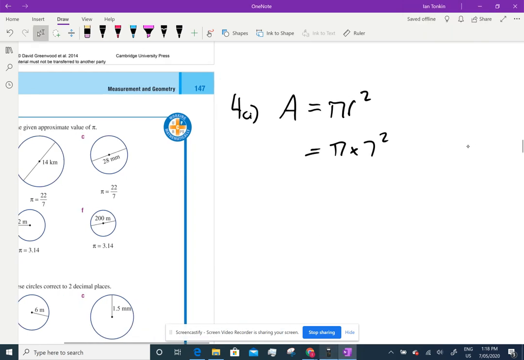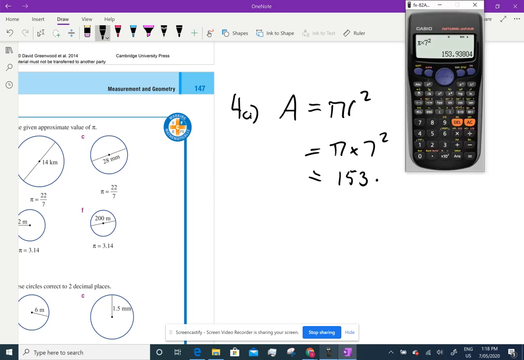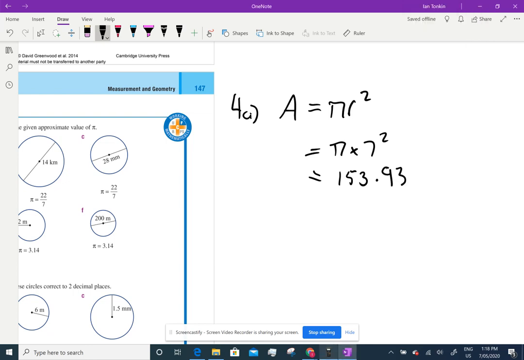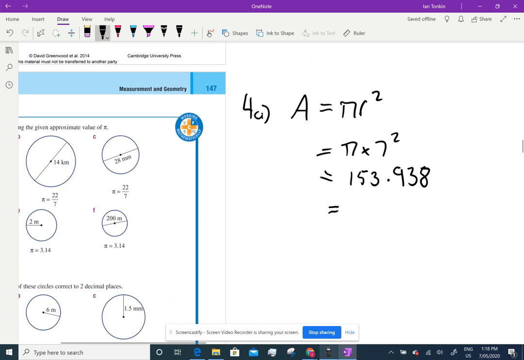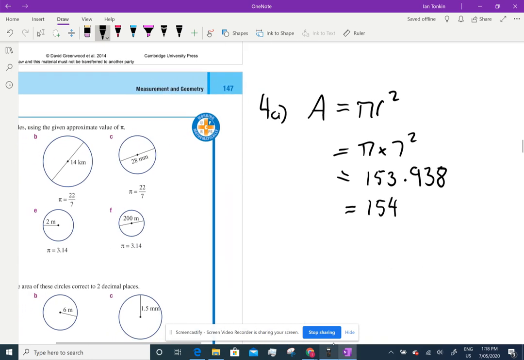153.938. And that'll be, if I go to the nearest one, 154. And what units are we in? Centimetre squares.